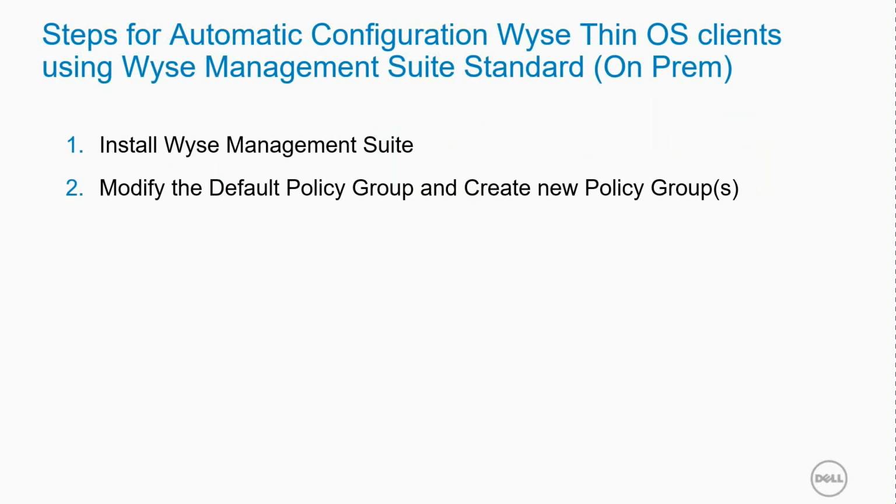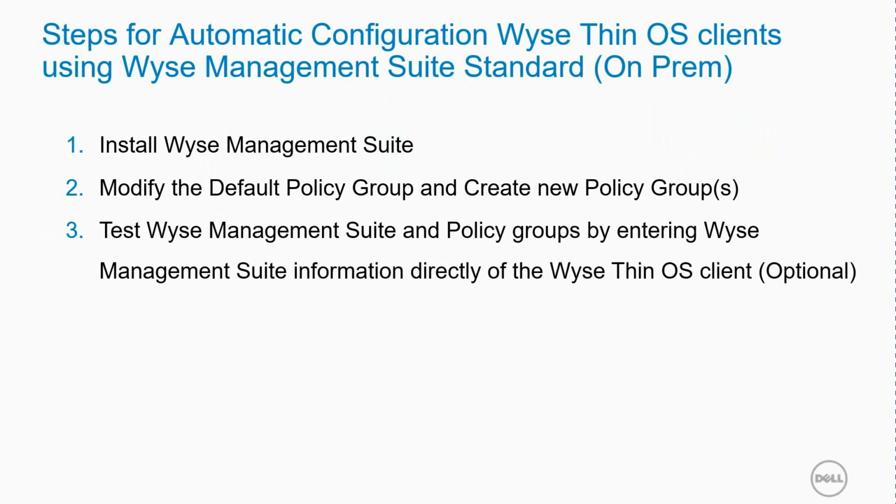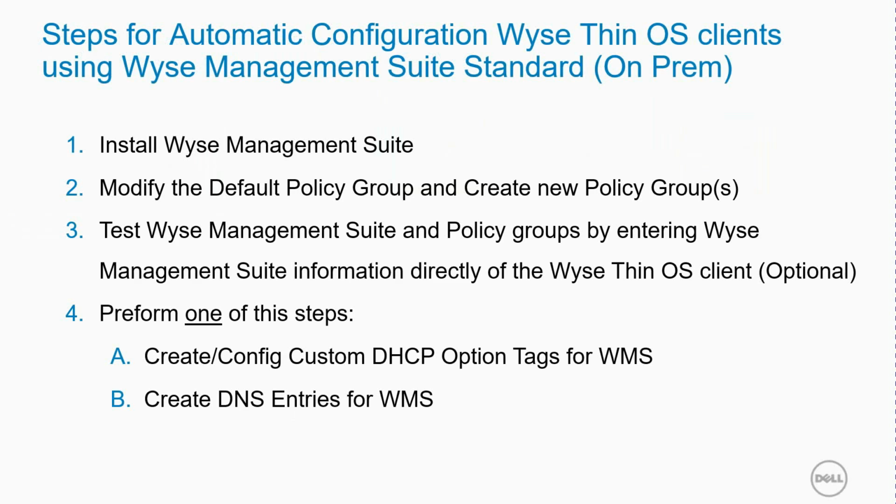Step 2 will be to log into the Wyse Management Suite console and modify the default policy group and create a new policy group with settings to configure the thin client. Step 3 is optional, but I recommend to test by manually configuring the Wyse client to communicate with the management server before making any network changes. And step 4 is to configure custom DHCP option tags or DNS entries. In this training, you will see how to do both, but you would only want to use one method for each setting.